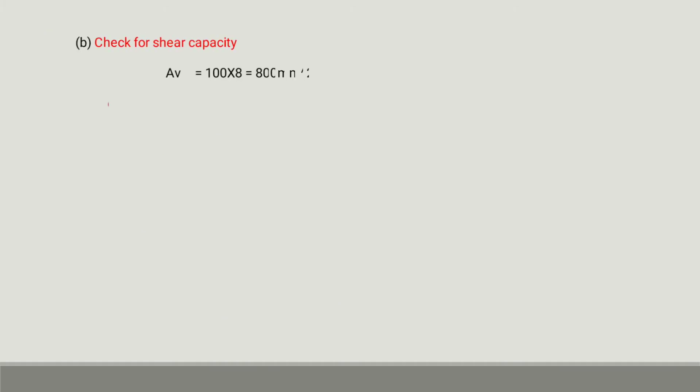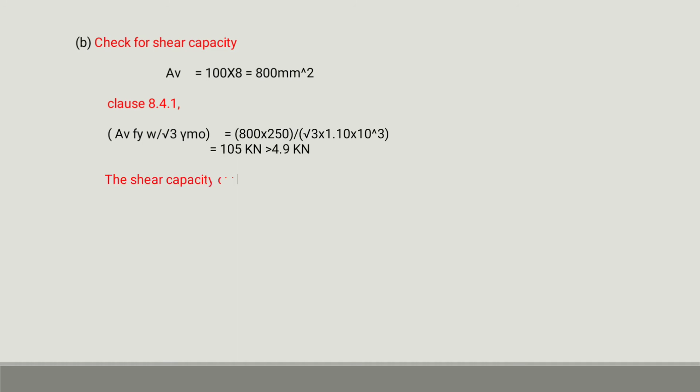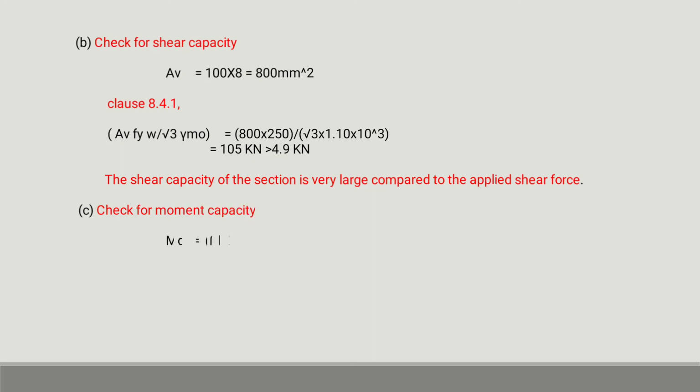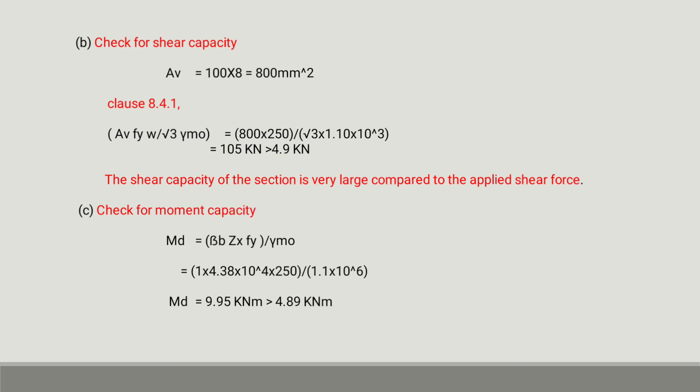Check for shear capacity. Av is equal to D into T, where D is 100 and T is 8, so 800 mm square. As per clause 8.4.1, Vd is equal to Av Fyw divided by root 3 into gamma M0. We know all the values, so just apply them in that formula and you get the answer: 105 kilonewton, which is greater than 4.9 kilonewton. Hence safe. The shear capacity of the section is very large compared to the applied shear force, so the section is safe.